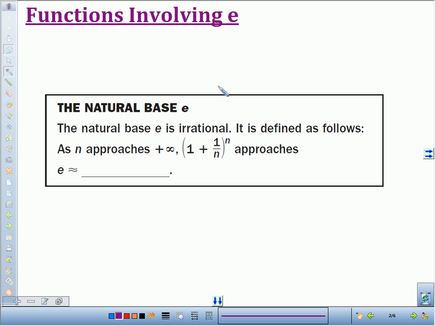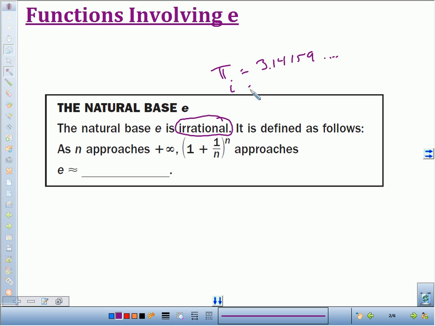It's an irrational number. Now, we've seen other irrational numbers before. An irrational number is a number that can't be written as a fraction. And some examples that we might know, we know pi. Pi is an irrational number. Pi is equal to about 3.14159, etc., etc., etc.